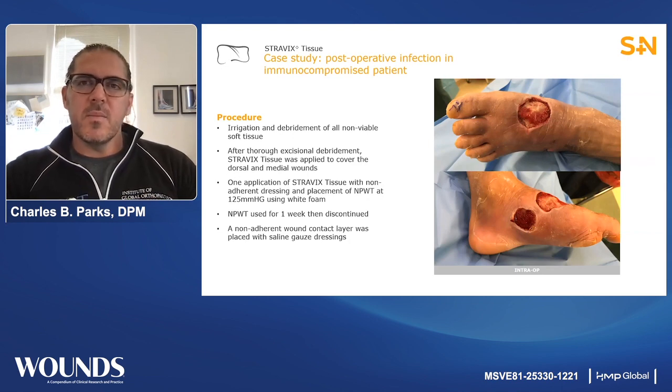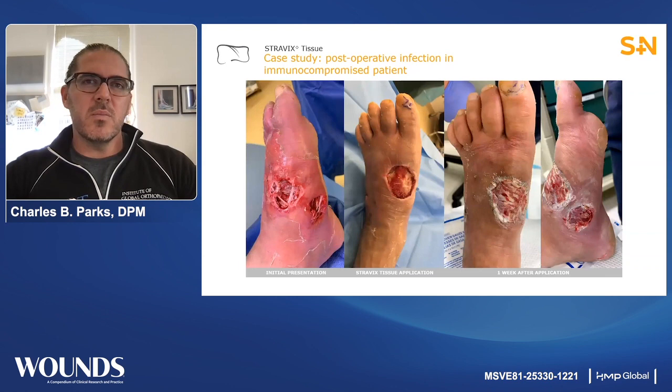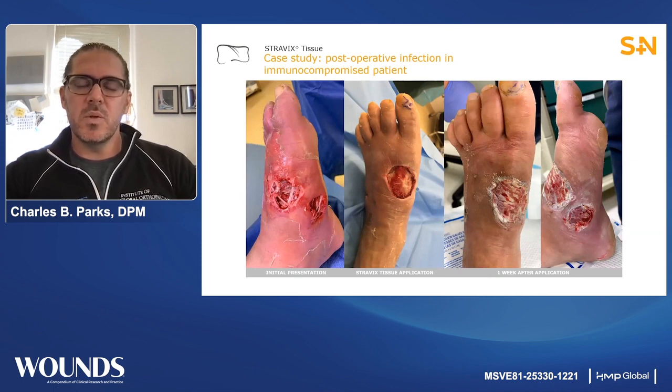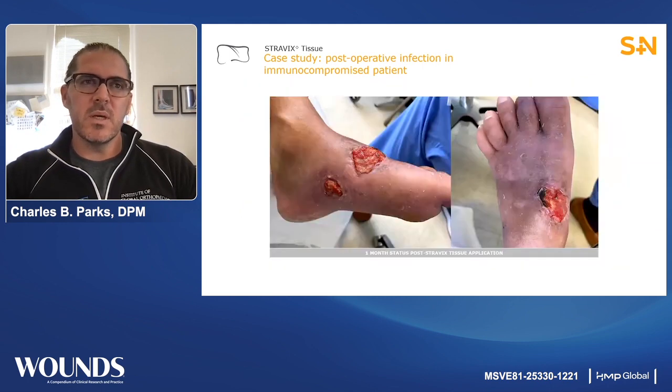Again, I chose to place a STRAVIX on, as you can see, fenestrated the STRAVIX, stapled it in, and put a vac on, and I bridged the two wounds together in the vac. The vac stayed on for 1 week, and here you can see on the right, the STRAVIX is incorporating already within 1 week.